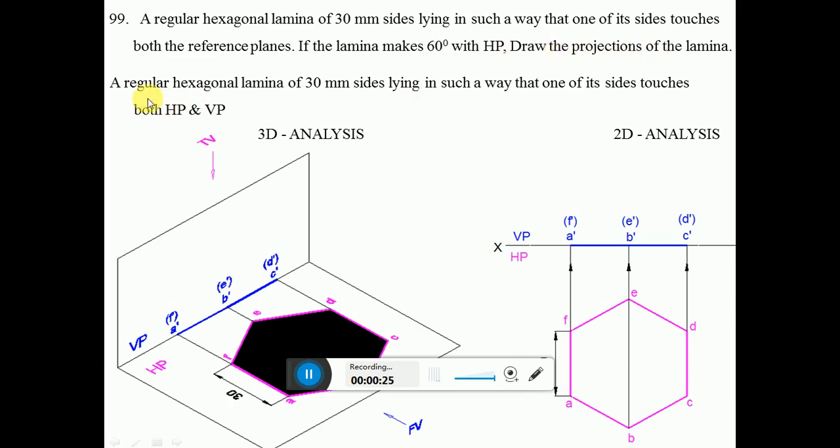So he says a regular hexagonal lamina of 30 mm sides lying in such a way that one of its sides touches both the reference planes. The reference planes here means both HP and VP. So one of its sides touches both HP and VP. So this is the condition.